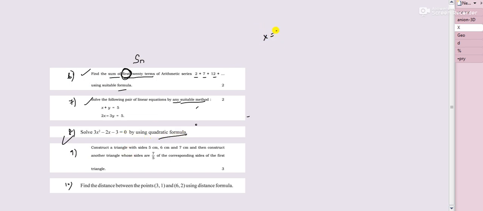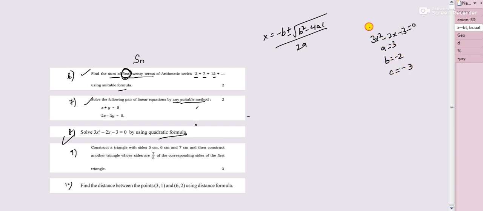So what is the quadratic formula? Yes, write this. x is equal to minus b plus or minus root of b square minus 4ac, divided by 2a. If you write this formula, you will get half a mark. Now in this equation, that is 3x square minus 2x minus 3 equals 0, what is a? 3. What is b? It is minus 2. What is c? It is minus 3. As it is compared to this standard equation, we get the values of a, b and c, right?